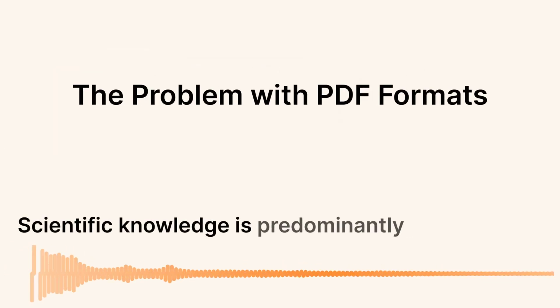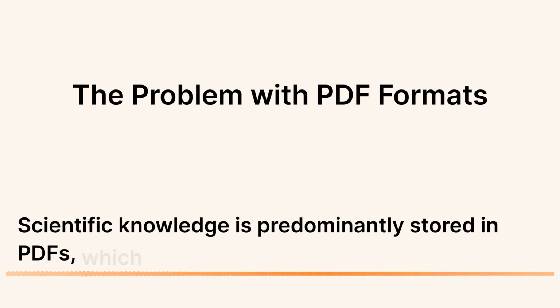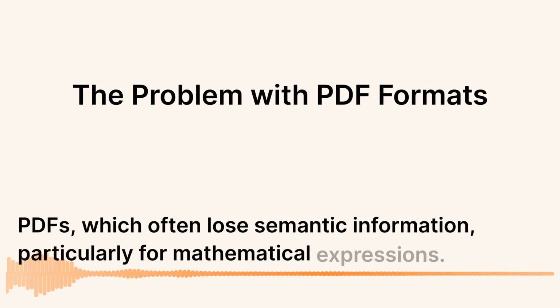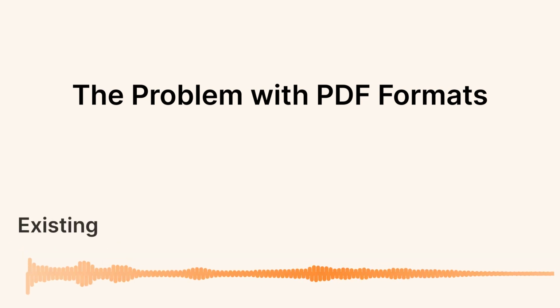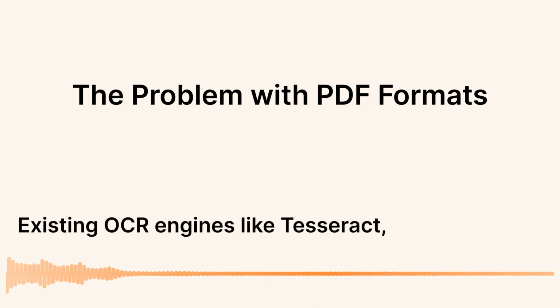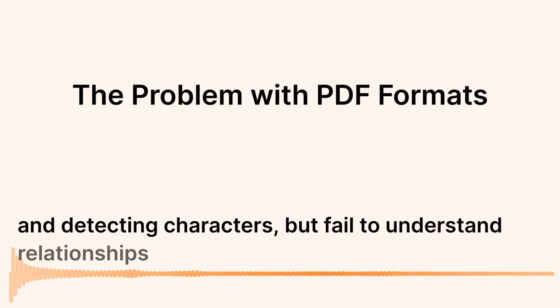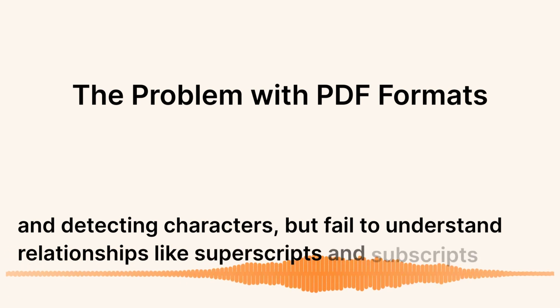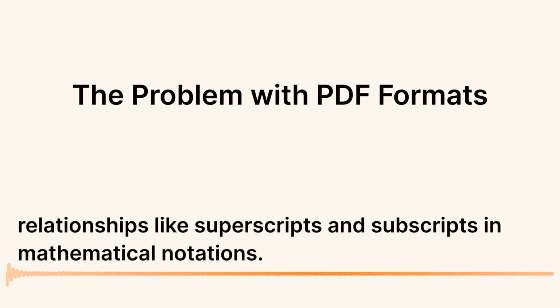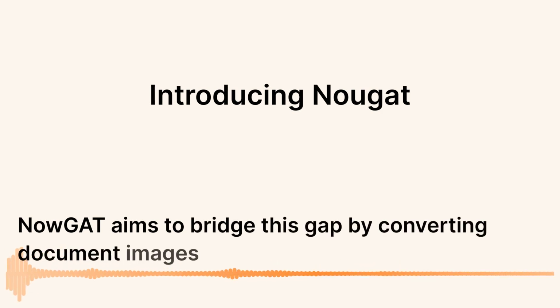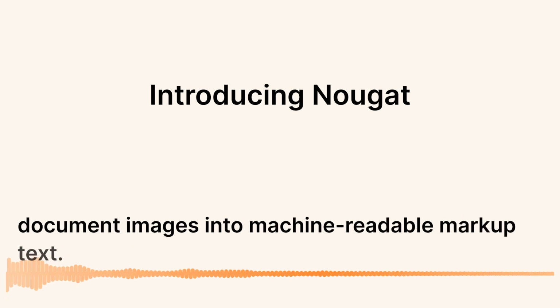Scientific knowledge is predominantly stored in PDFs, which often lose semantic information, particularly for mathematical expressions. Existing OCR engines like Tesseract OCR excel in detecting characters, but fail to understand relationships like superscripts and subscripts in mathematical notations. Nougat aims to bridge this gap by converting document images into machine-readable markup text.